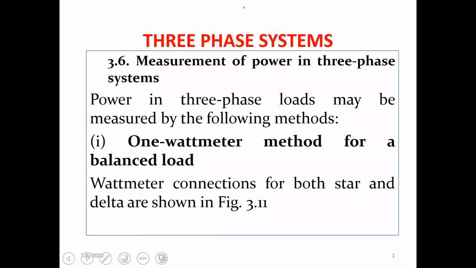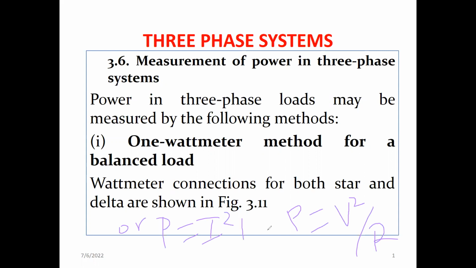In this video, we are going to discuss measurement of power in three-phase systems. In Ohm's law, power is found by P equals V squared over R, or P equals I squared R. But in this case, we're going to look into three-phase systems where we have balanced or unbalanced loads.